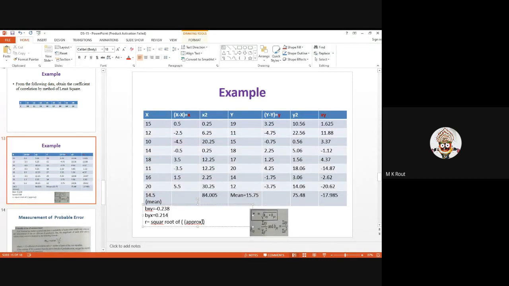Then calculate the next one. That is r equals, I just write here, the square root of minus 0.238 into 0.214, bracket close. So that is also minus 0.214. Yes, it becomes minus, right? Yes, sir. Okay. So what is the answer? 0.22. 0.22 is the final answer. Is it clear to all?